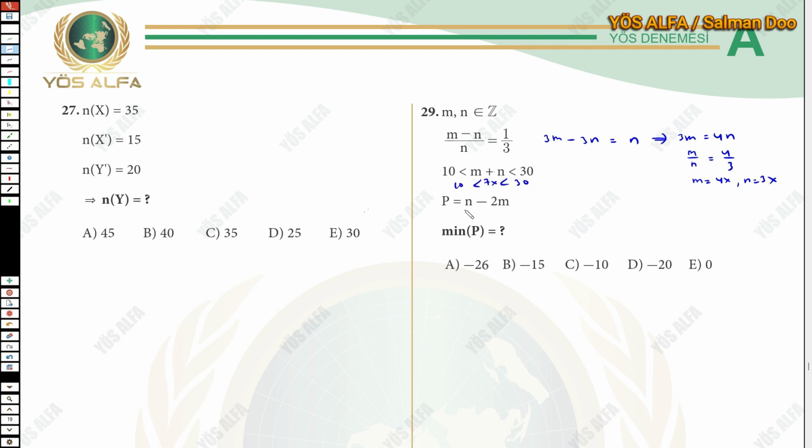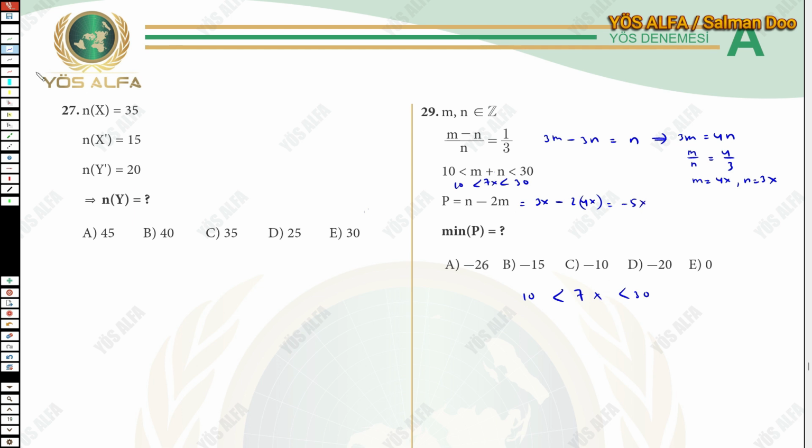The expression p is given as n minus 2m. n is 3x and m is 4x, so from here we have minus 5x. We're asked to find the minimum value of p. So we have this expression. Let's write it down one more time: 7x between 10 and 30, and we want negative 5x.